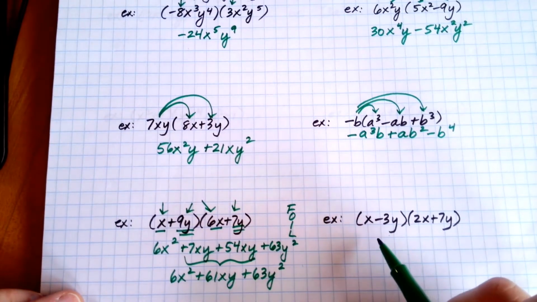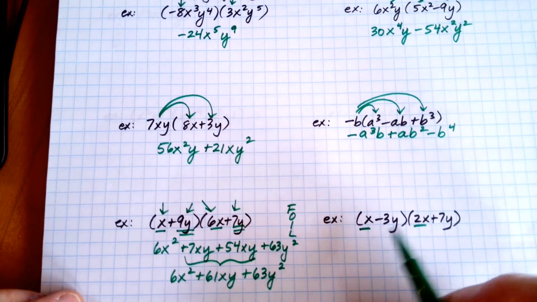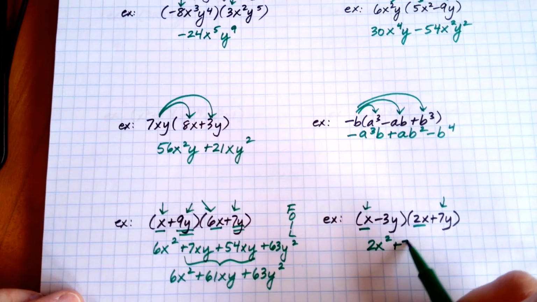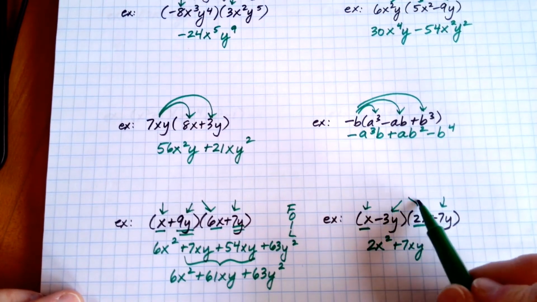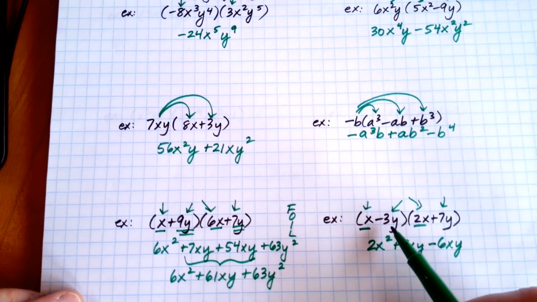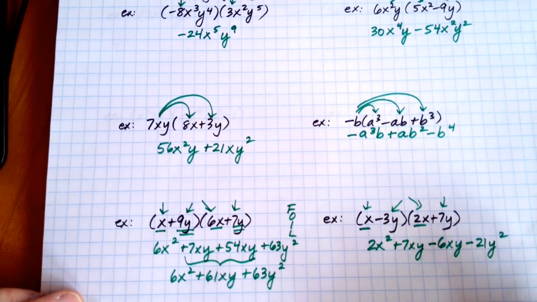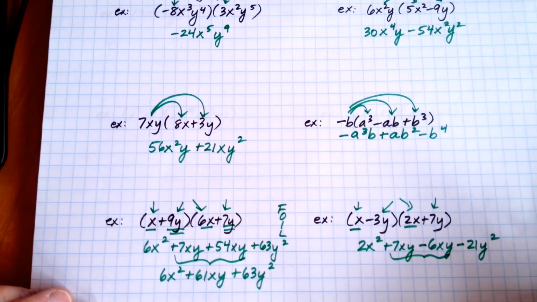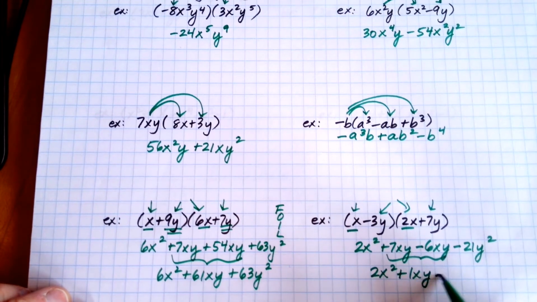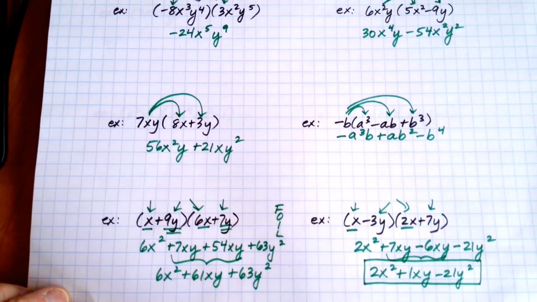Over here we have more multiplying of two binomials, so we're going to FOIL again. So the firsts, x times 2x is 2x squared. The outers, x times 7y is 7xy. The inners, minus 3y times 2x is minus 6xy. And the lasts, minus 3y times positive 7y is negative 21y squared. The middle two can be combined because they're like, so we've got 2x squared plus 1xy minus 21y squared. You don't have to put a 1 there if you don't want to, but it's perfectly fine if you do.